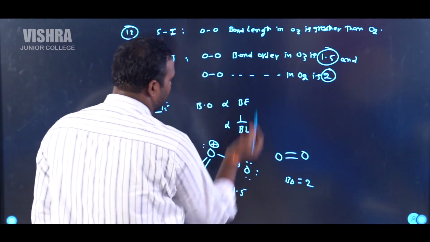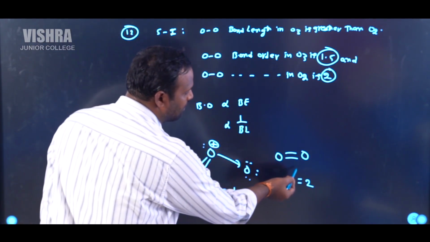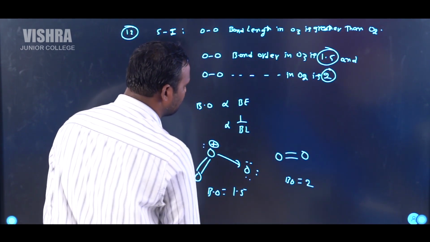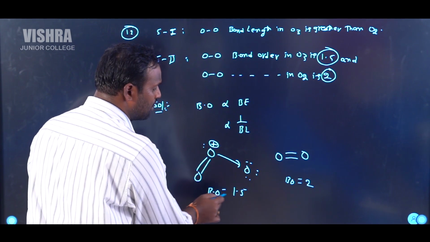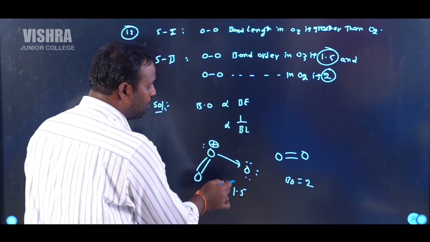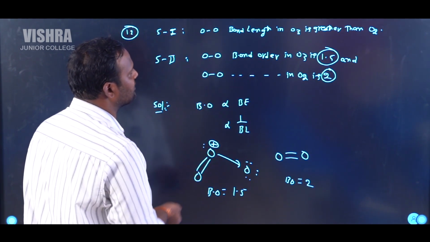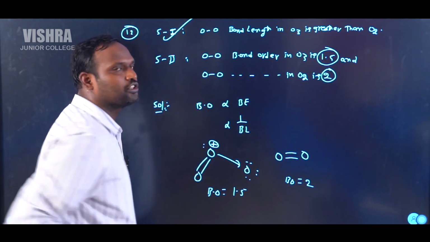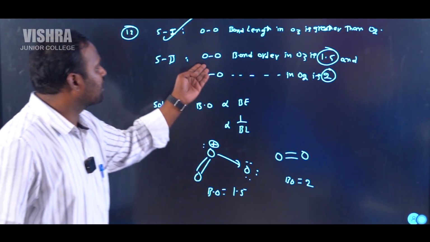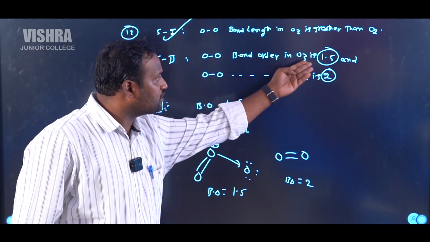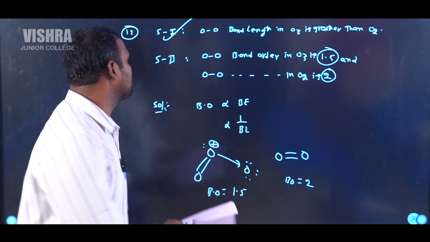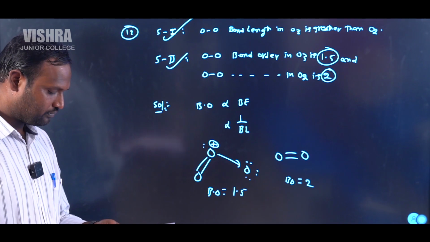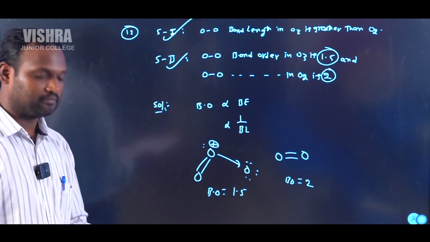Which one has the higher bond order here? Oxygen. Whenever bond order increases, bond length decreases. Which one has the lower bond order? Ozone, with bond order 1.5. So whenever bond order decreases, bond length increases. So the statement that oxygen bond length in ozone is greater than O2 is correct, no doubt. In the second statement, the oxygen bond order in ozone is 1.5 and in O2 is 2. That is also correct. So statements 1 and 2 are both correct, and the first option is correct. That is from chemical bonding.